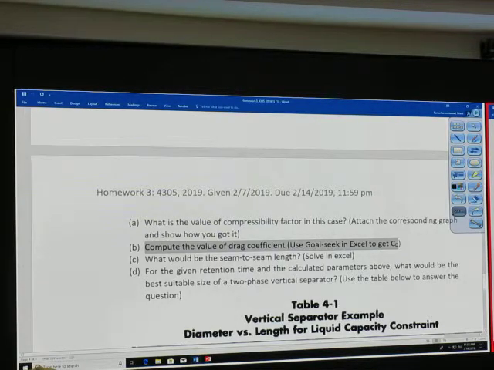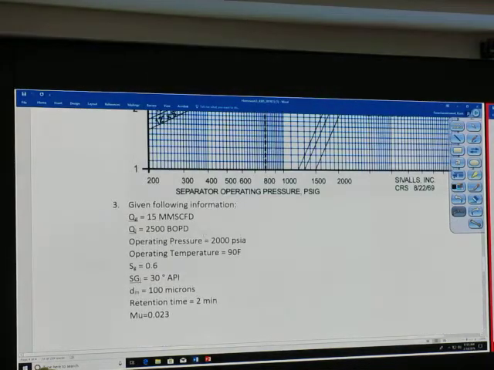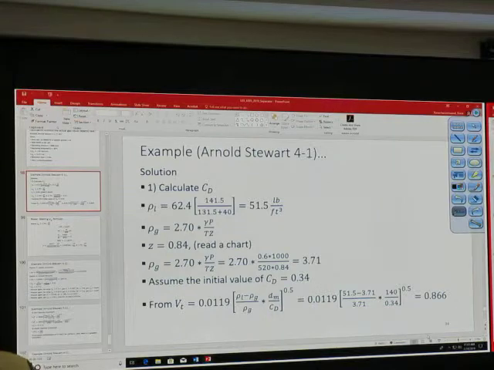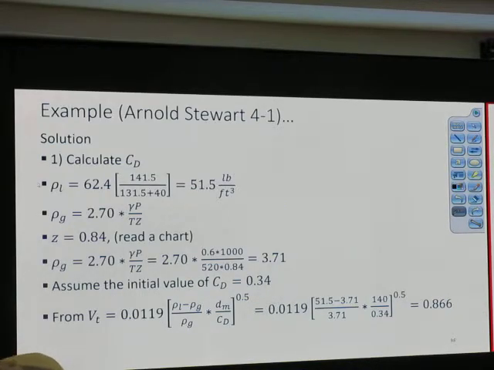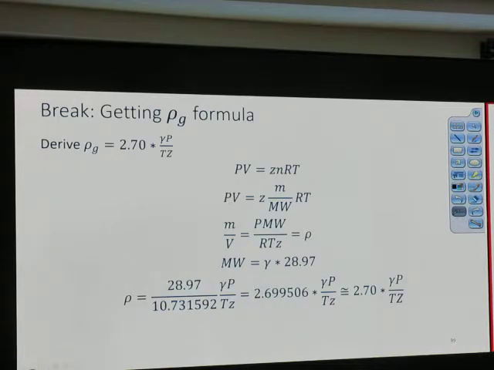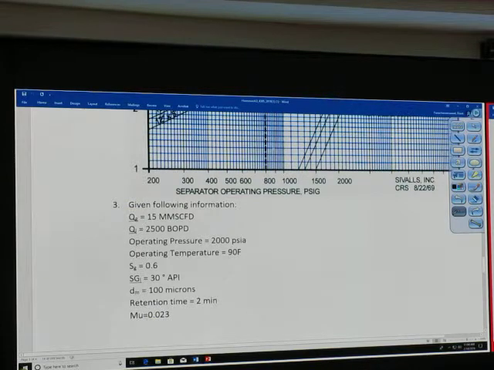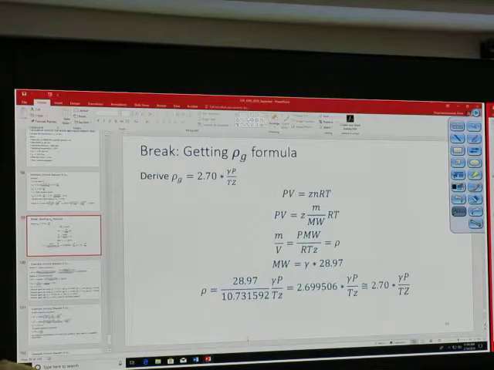Okay, how to calculate C_D? Is this the same as the example in the class? We just change some numbers to trick you, right? Let's go back to the example in the class. Okay, C_D calculation. Rho_L, do we have rho_L? Yes, okay. Rho_G, do we have it? No, we don't have it, but we have gamma. How much is gamma? 0.6. Okay, that's a gamma of 0.6. Alright, what else?